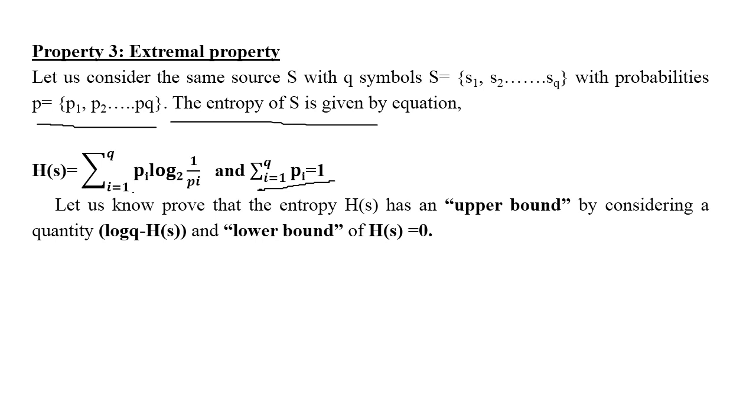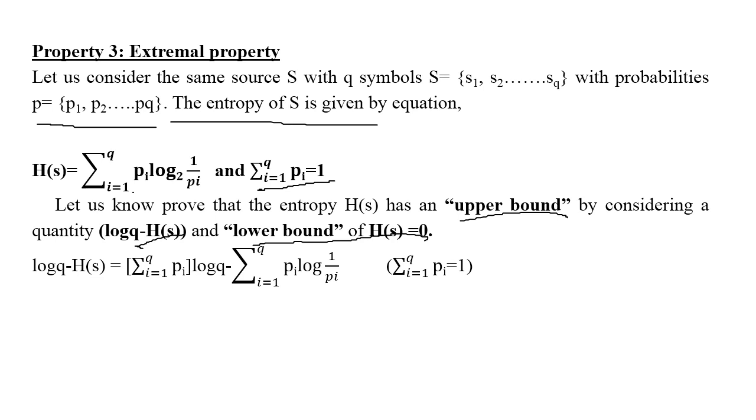Let us now prove that the entropy H(S) has an upper bound by considering the quantity log Q - H(S), and a lower bound of H(S) equal to 0. This property tells us about the upper and lower bounds of a given entropy.